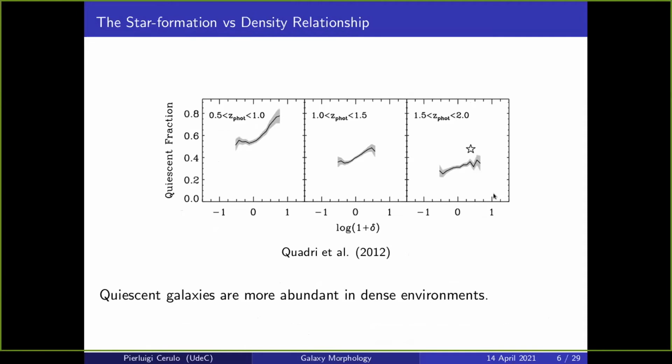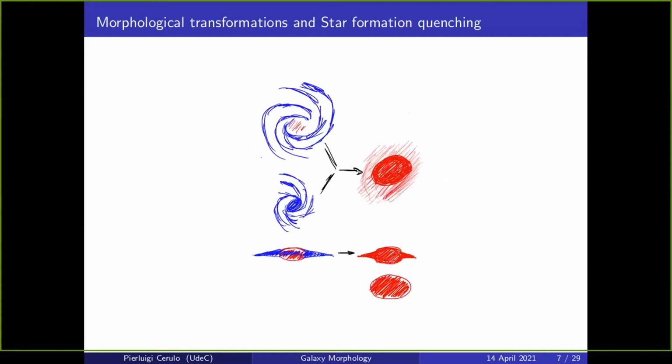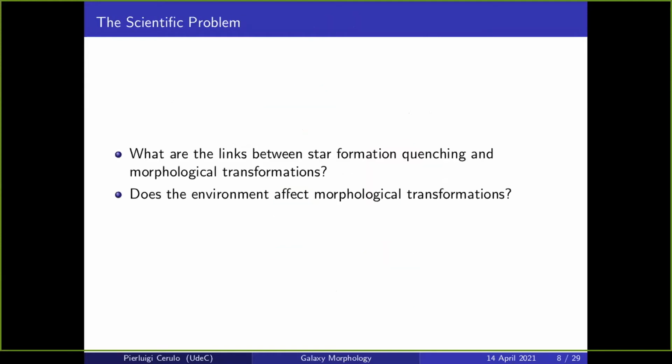However, morphology is not the only thing that changes with the environment. If you observe the fraction of quenched or quiescent galaxies as a function of the environment, you can also see that it increases with galaxy density. So star formation quenching and formation of early type galaxies are somehow connected. The problem is how they are connected, which is what we try to address in this work, especially the links between star formation quenching and morphological transformations and how the environment affects all this.